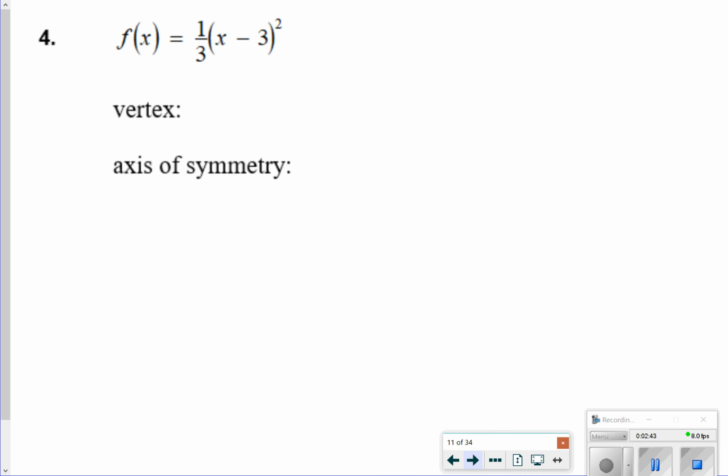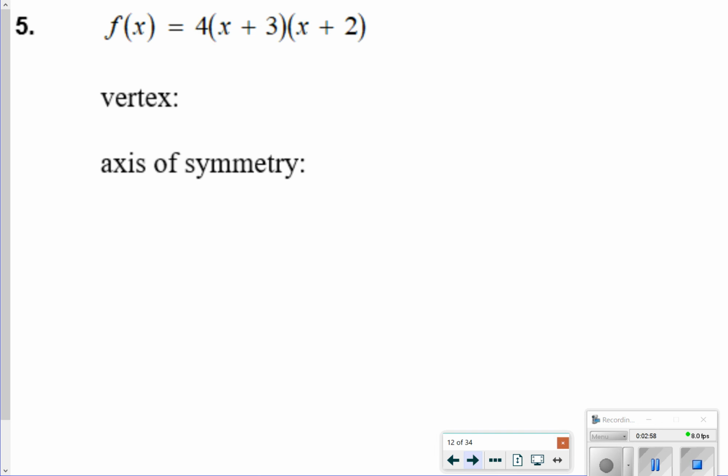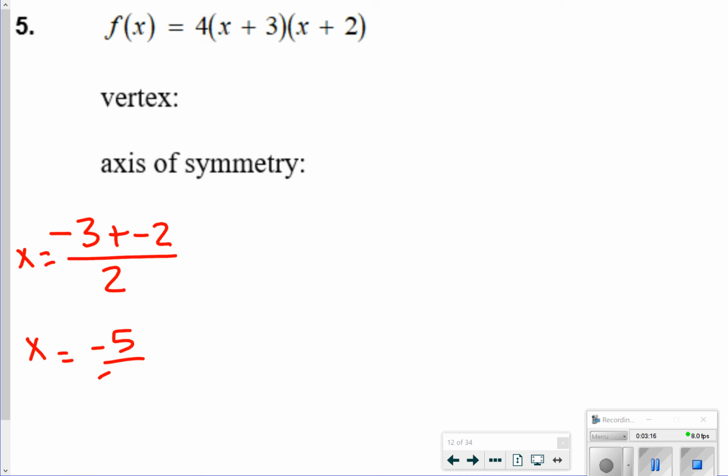For number 4, this one is in vertex form. Notice you have your h but no k. So h is 3, k is 0, which means the axis of symmetry is equal to 3. This one you can solve for your zeros or do the average of your p and your q. So p is -3, q is -2, and we're going to divide by 2. So this is how we can find our x value. That's going to give me -5/2 as my x, which means that is my axis of symmetry.